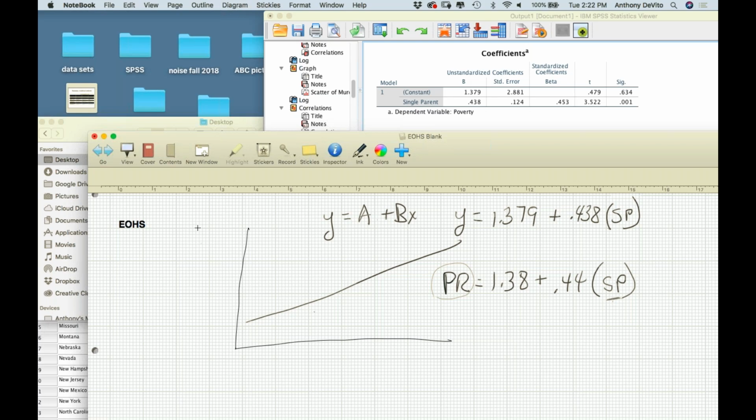So let's say Puerto Rico tomorrow becomes a state, right? They don't have any statistics on the poverty rate, but they do have statistics on the percentage of single-parent households. Let's say Puerto Rico has 10% of the population in a single-parent household, right? So how would we predict what the poverty rate is? Well, we'd say the poverty rate is equal to 1.38 plus 0.44 times the single parent rate. I'm going to make it 20%, make it more in line with the general population.